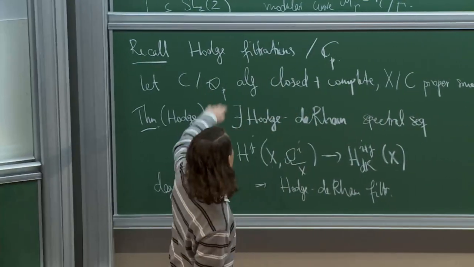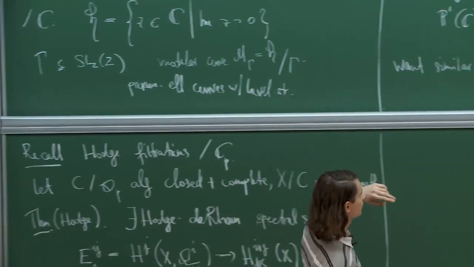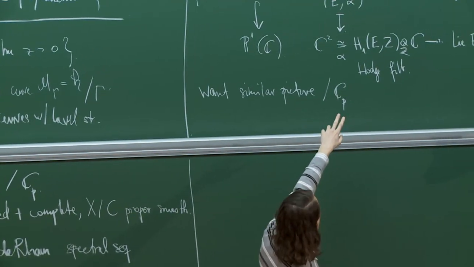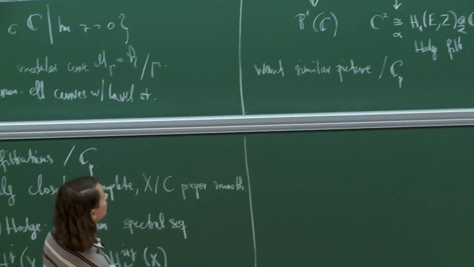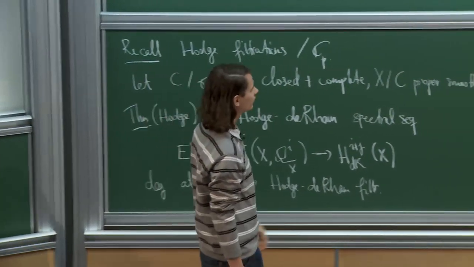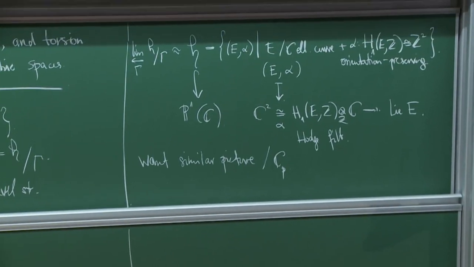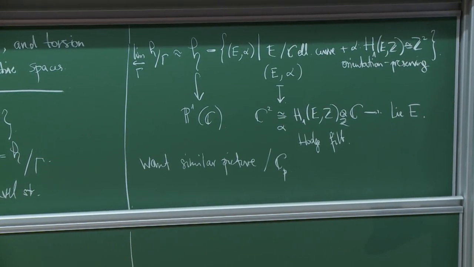But if you look back at what we wanted to do here, we wanted to have a filtration on the singular cohomology. And of course, over the complex numbers, that's not a problem because the singular cohomology, if you tensor it over to C, is canonically isomorphic to the de Rham cohomology. So the Hodge-de Rham filtration is good.